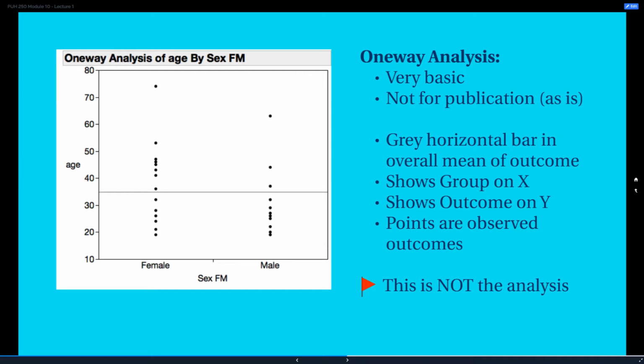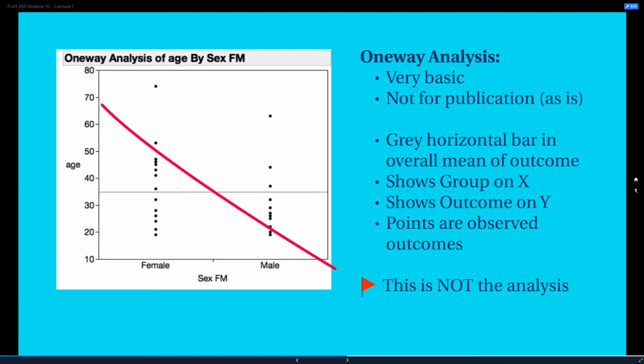A few things on this plot to pay attention to. The gray bar is the overall mean of the outcome. Remember, you can get that from analyze distribution of age. X-axis, that's your groups, males and females here. It shows the outcome on the Y-axis, that's age here. And the points observed are the observed outcomes. Now, if multiple people have the same age, you'll only see one dot.